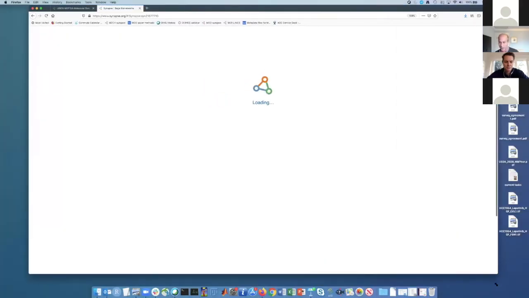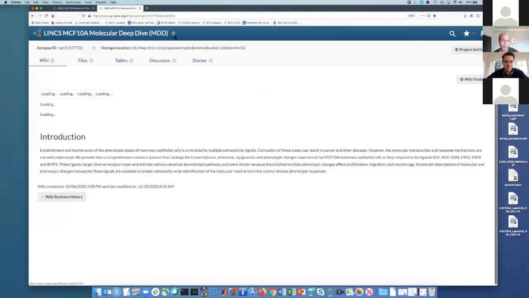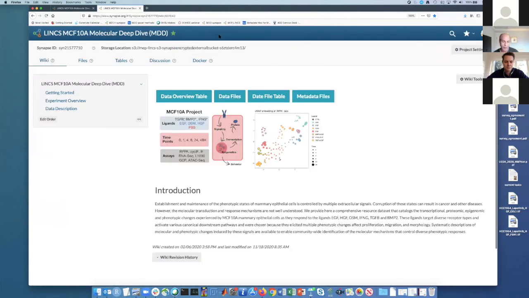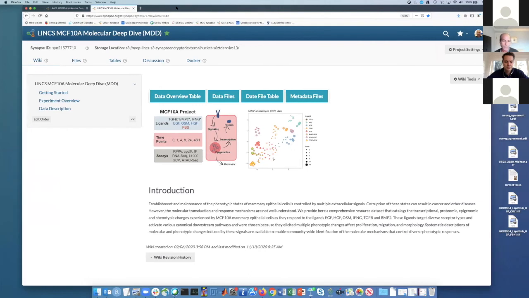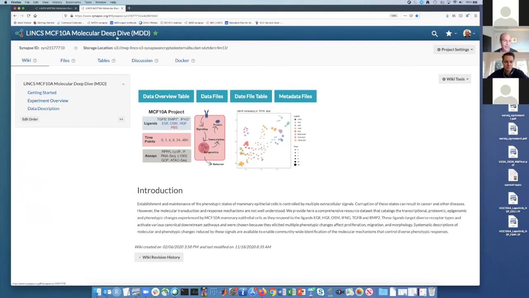This is the Synapse website coming up, the landing page here, and so links MCF10A molecular deep dive. MDD is some acronym that you'll see often in our code and file names to keep things straight. And what we've got is a simple explanation that as we finish off the paper that we're working on, this will get buffed out with a little bit more explanation.